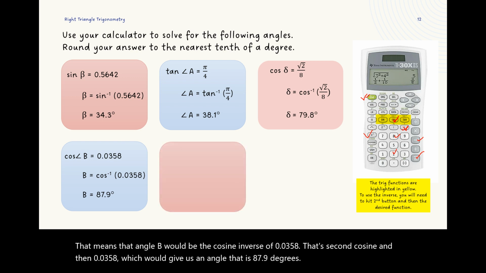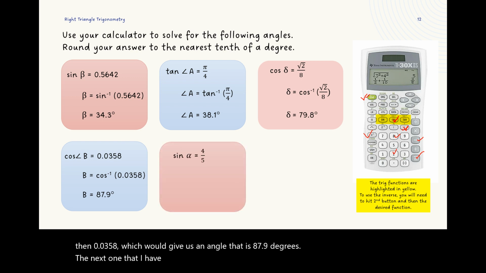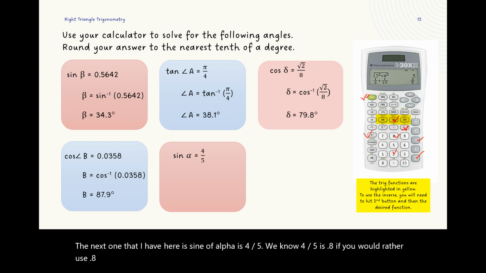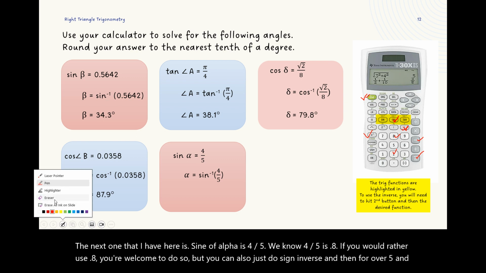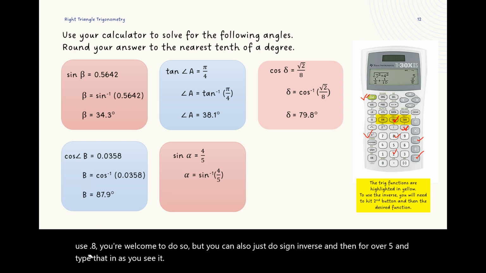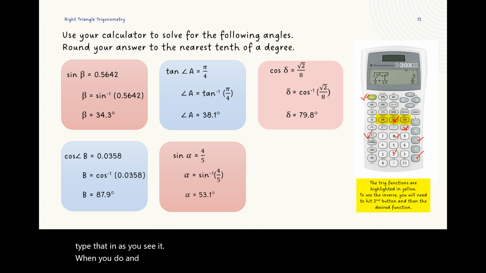The next one that I have here is sine of alpha is 4 over 5. We know 4 over 5 is 0.8. If you would rather use 0.8, you're welcome to do so. But you can also just do sine inverse and then 4 over 5 and type that in as you see it. When you hit enter, you should get 51.3 degrees.